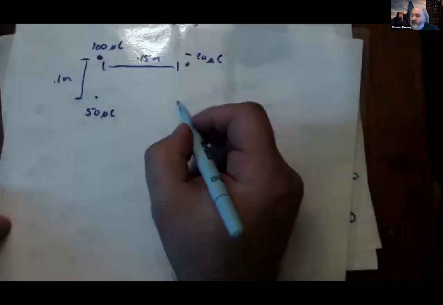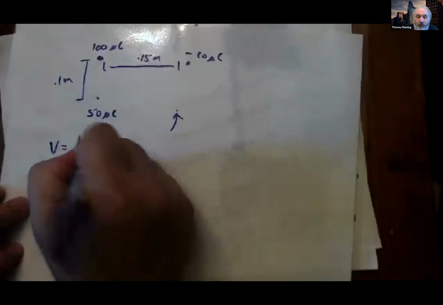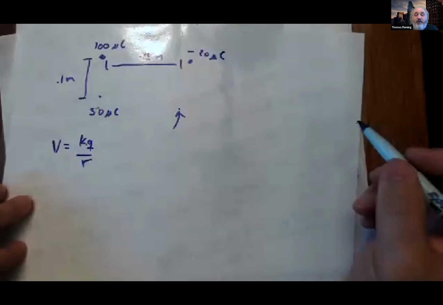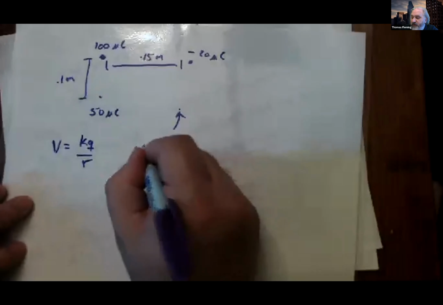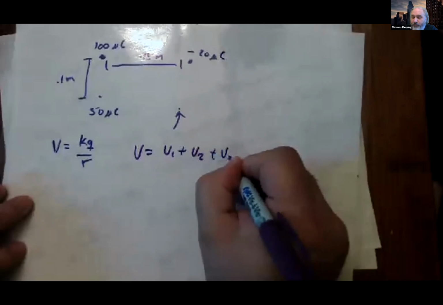So I want to find the electric potential at that location. There's no charges there, but the electric potential tells me how much energy it would take per Coulomb to put a charge there. That's what it's telling me. So I'm finding the electric potential, which for a point charge is KQ over R. But I've got three charges, so I'm just going to do it 3 times. So my total V is going to be V1 plus V2 plus V3.